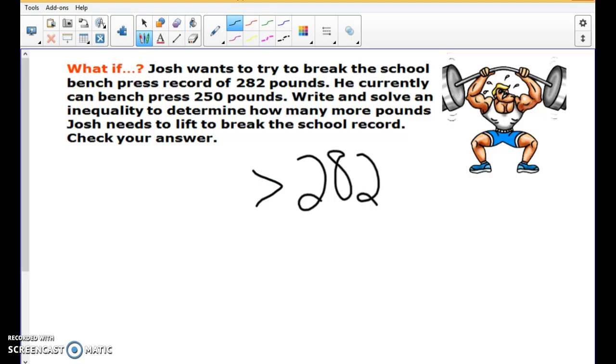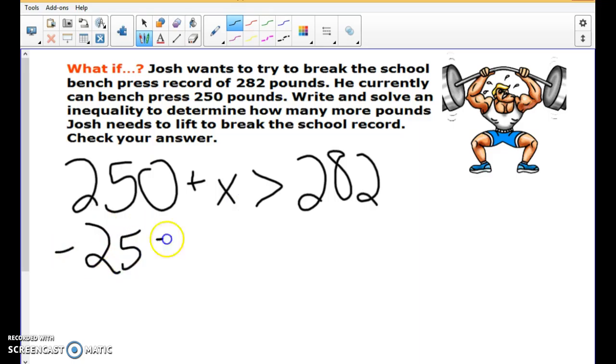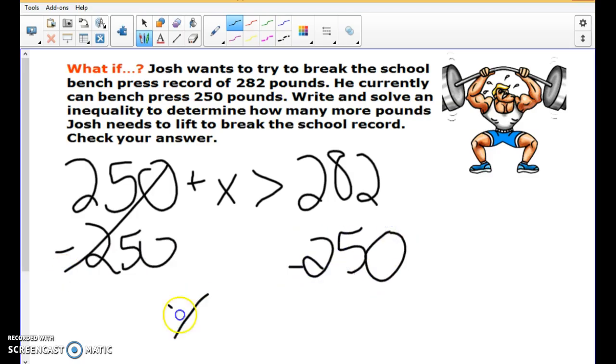So now it's going to be greater than. I need to figure out how much more weight he needs to put on the bar to bench press it. That means the left side of the sign has to be bigger than the right side. Subtract 250 from each side, and x has to be greater than 32. Like 32.1 would even work, except that's not really how it works in weights. So you at least need to bench press another 33 pounds.